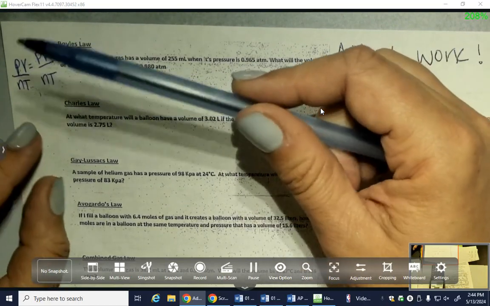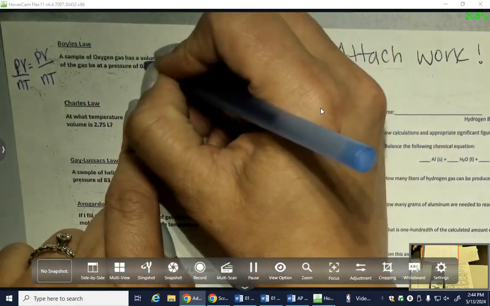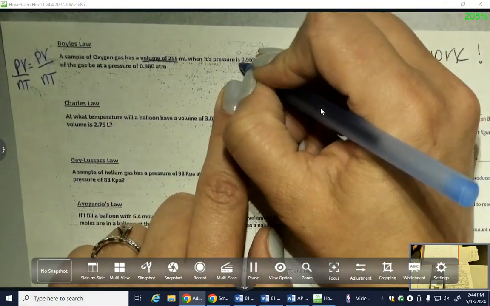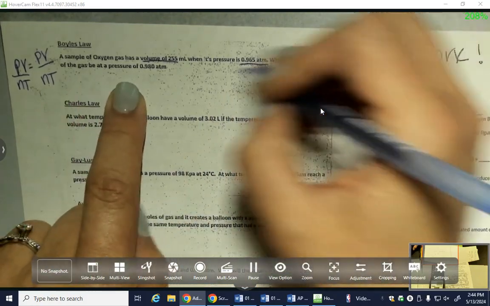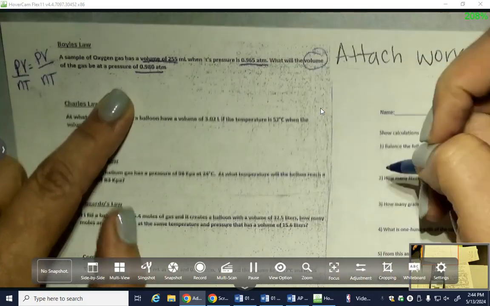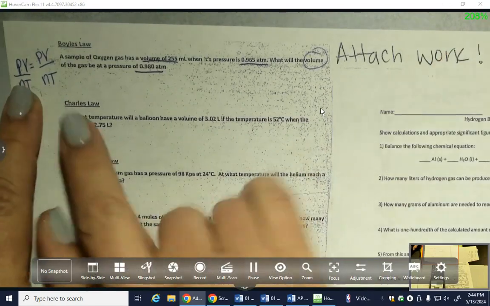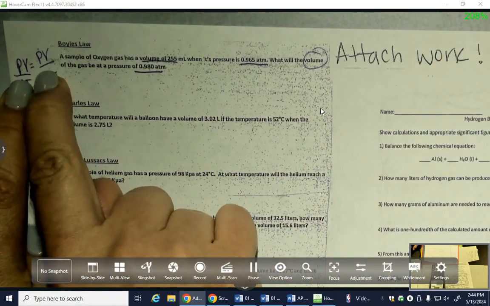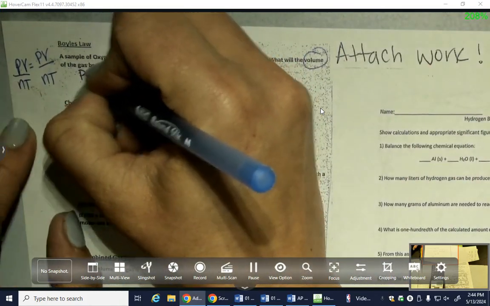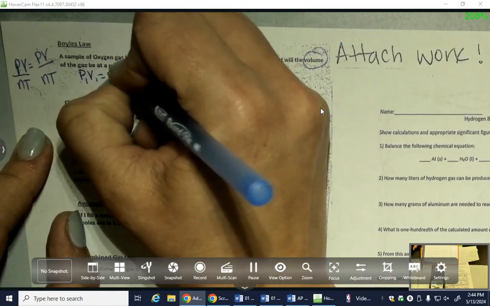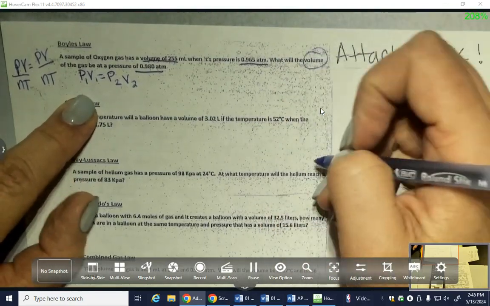All right? So for this first one, we see a sample of oxygen gas has a volume of 255 milliliters when its pressure is 0.965 atmospheres. What will the volume of the gas be at 0.980 atmospheres? So here we have volume, pressure, volume, pressure. So we would get rid of our n and T. So this is the one that was P1V1 equals P2V2, all right? So I'm just going to write that. P1V1 equals P2V2.